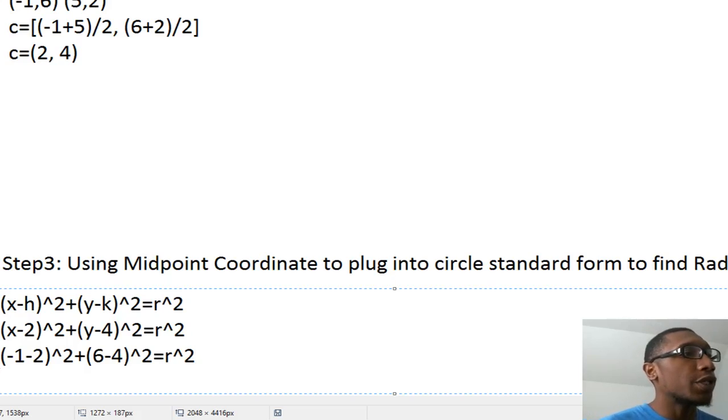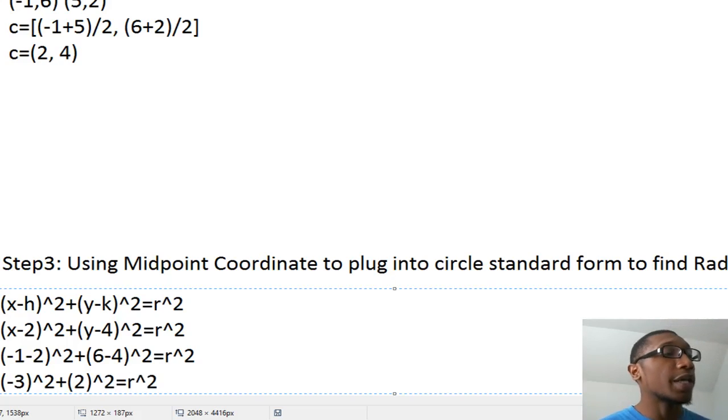All right, now we want to simplify. So -1 minus 2 is going to be -3 squared plus 6 minus 4 is 2. So 2 squared equals r squared. Great. So last thing we need to do is go ahead and square those. -3 squared would be 9. I'll actually just go over here a little bit. Continuing over here, so we've got 9 plus 2 squared is 4 equals r squared.